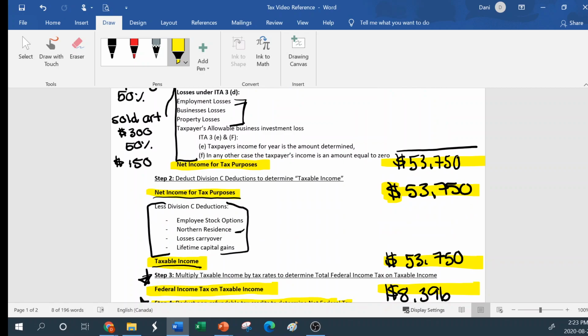Step 2 is going from net income for tax purposes to taxable income. Now we know that for this course, it's just going to be the same amount. So our $53,750 just remains $53,750.